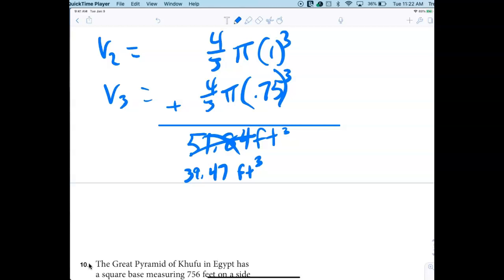Anybody have any issues? Don't you agree that's pretty easy, right? I have a question. How did you get 0.75 for the radius? Half of 1.5.